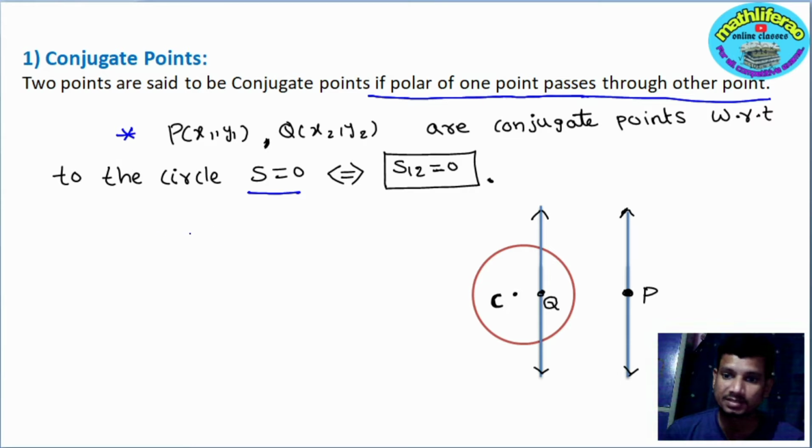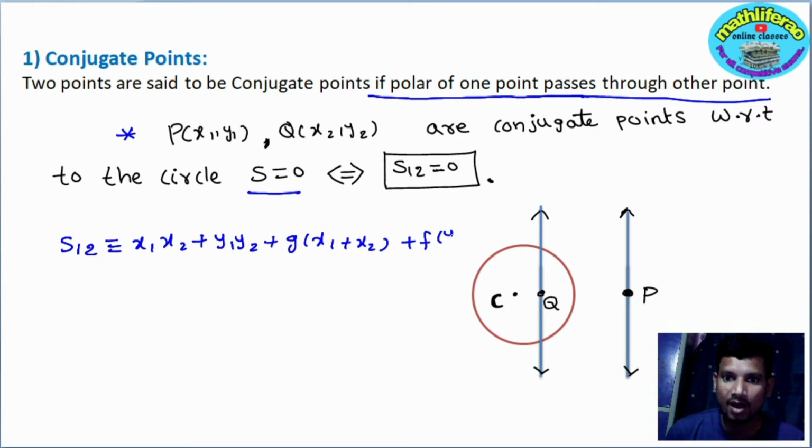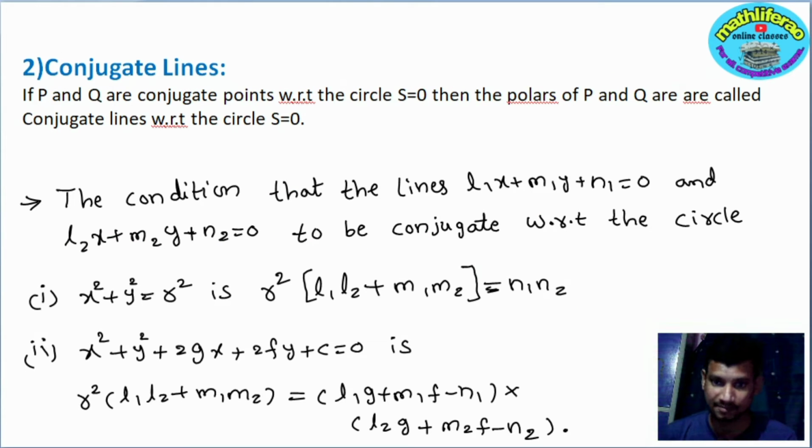So here S means the general equation of the circle. S12 notation: x1x2 + y1y2 + g(x1 + x2) + f(y1 + y2) + c. If this value equals 0, then the given points P(x1, y1) and Q(x2, y2) are conjugate points. Okay. Next, conjugate lines.